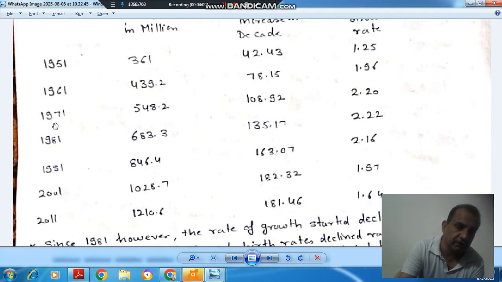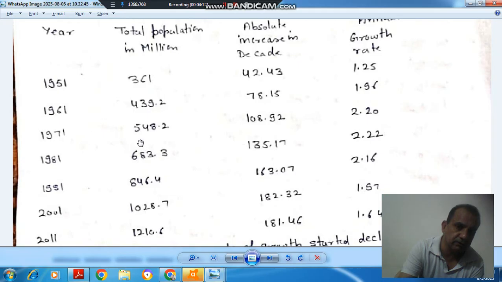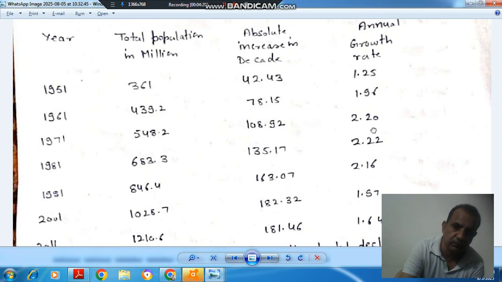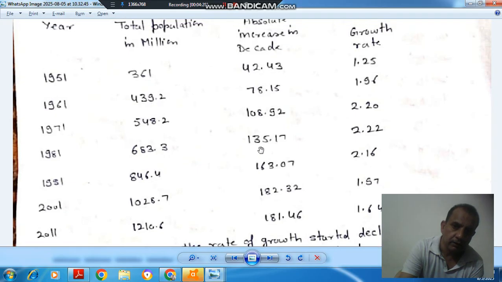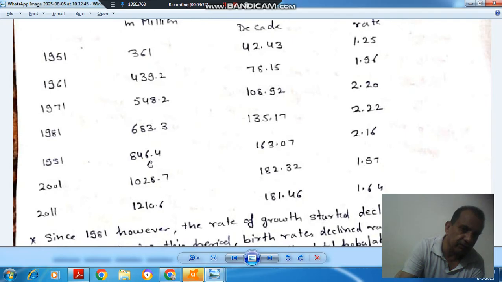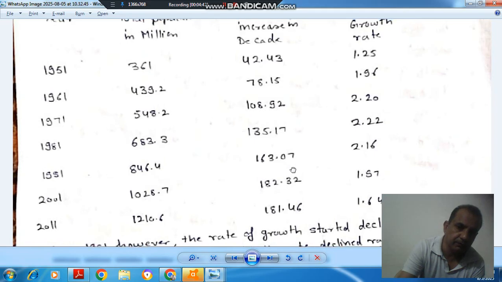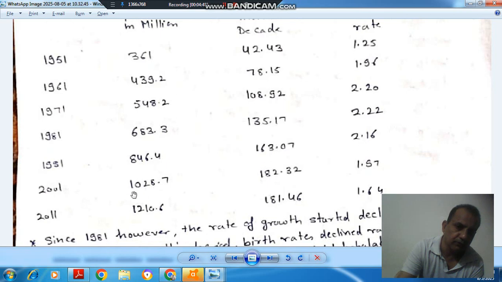In 1971 the total population was 548.2, the absolute increase in the decade was 108.92 and the growth rate was 2.20. In 1981 the total population was 683.3, absolute increase 135.17 million and percentage increase 2.2. And in 1991 the total population was 846.4, absolute increase was 163.07 and percentage increase was 2.16.